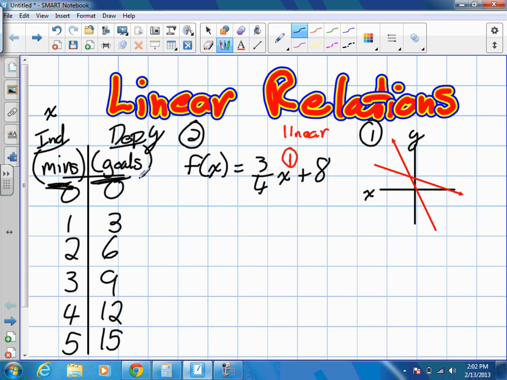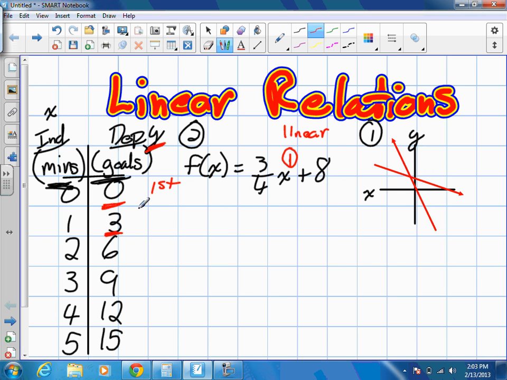Now, when we're doing first differences, we're subtracting y values. First things first, we have to make sure that the x values increase by the same amount. And what are they going up by every time? 1. Okay, so as long as they're going up by the same amount every time, we can use first differences. So what I'm going to do is I'm going to take the second value and subtract the first value from it. And this is our first differences.